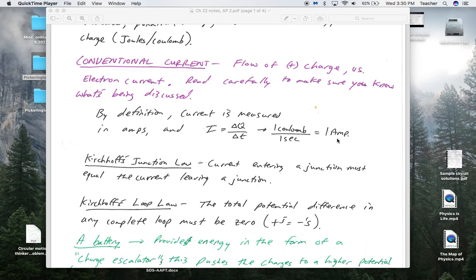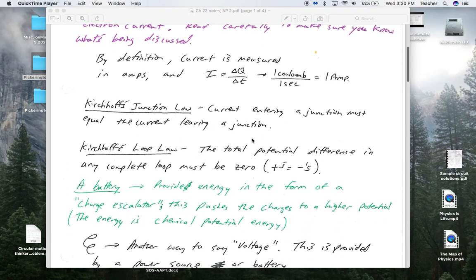There are two real laws that are important to think about in circuits. Well, there are more than that, I guess, but two big ideas. Kirchhoff's junction law says the current entering a junction must equal the current leaving the junction. Hopefully that makes sense as something related to the law of conservation of matter. Matter can't be created or destroyed.